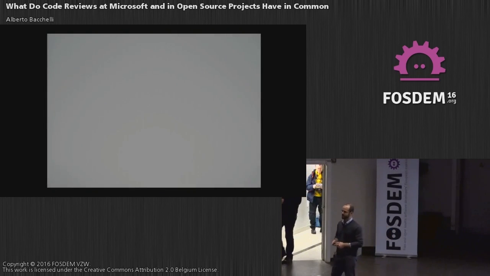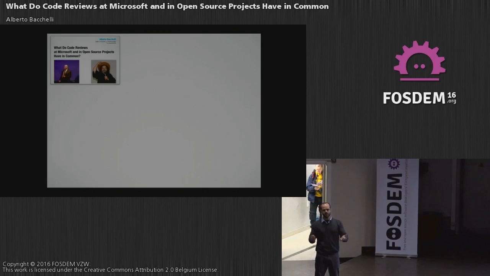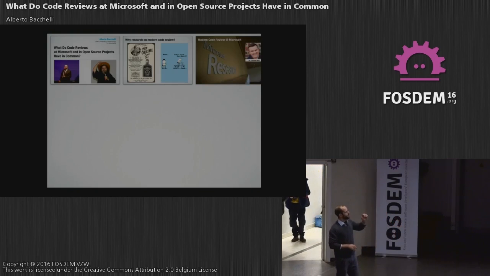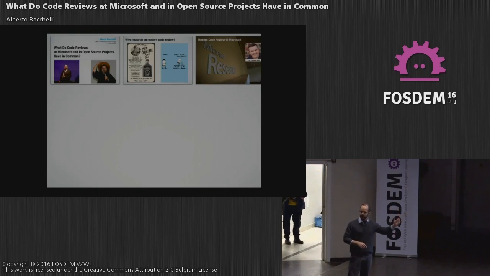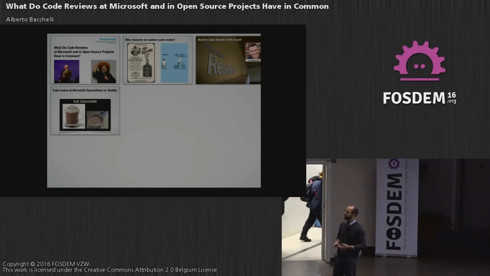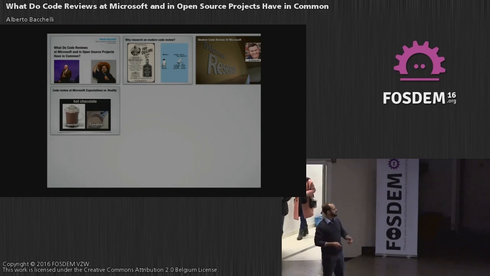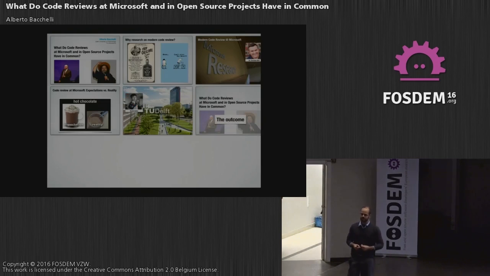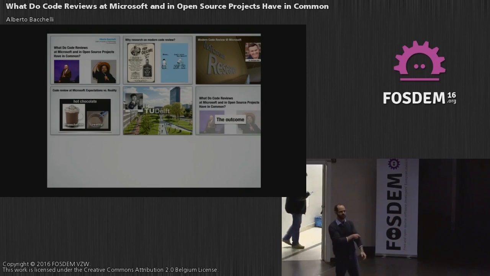I would like to summarize it a bit. So the question was, what do code reviews at Microsoft and in open source have in common? Explaining why I think it's important to do research on code reviews. We did an empirical study at Microsoft to see how developers do code reviews there. We found that expectations do not match reality. And the outcome is exactly the same in open source software systems, even though you knew that the outcome was a different one than Microsoft thought.